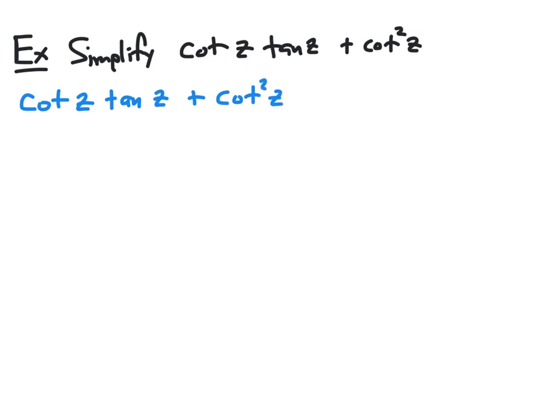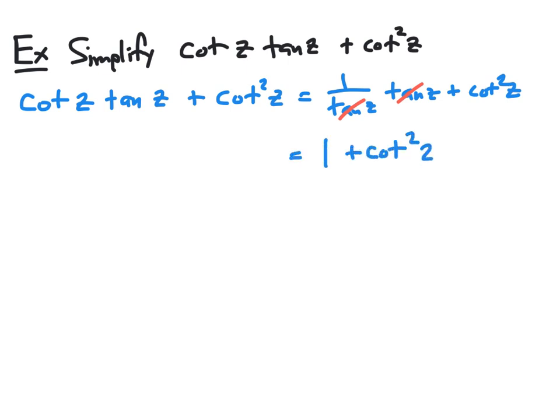So for example, we might notice right away that cotangent and tangent are reciprocals of each other. So cotangent of z is the same thing as 1 over tangent of z. And so we get a nice cancellation there, and we're left with just 1 in that first term. So we're left with 1 plus cotangent squared of z. Now this expression should probably look familiar. This is actually equal to the cosecant squared of z via the standard Pythagorean identity.